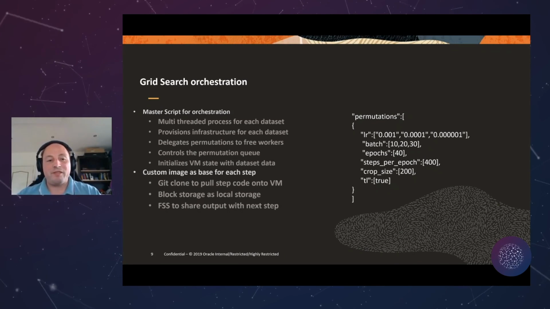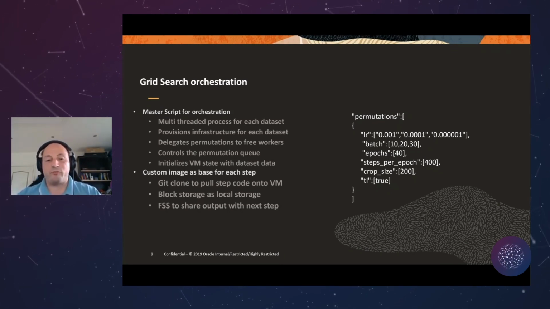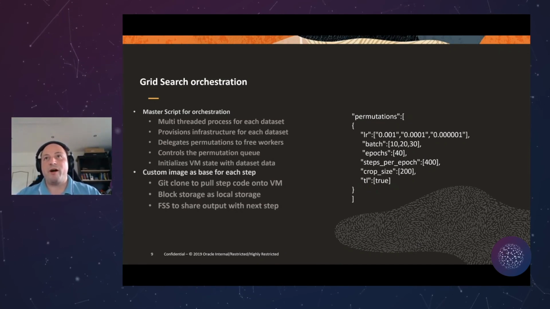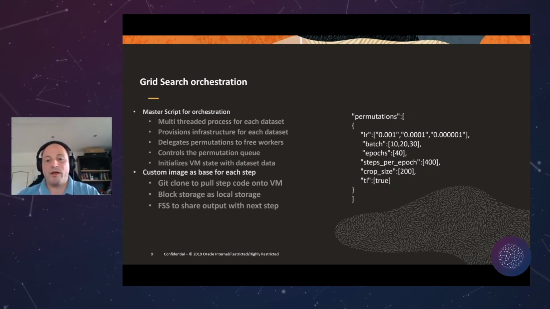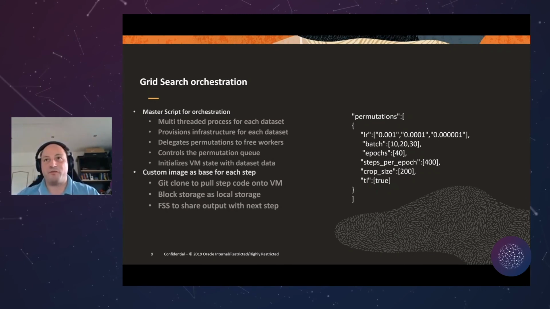So what happens is that we provision the infrastructure based on Terraform. And then we delegate permutations to the different instances that we have. We do this by SSHing into the different worker nodes, and we execute the neural network. And we monitor the output of it. And when it's finished, we know that we can send it a different permutation.